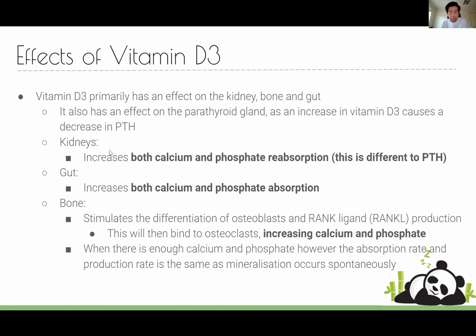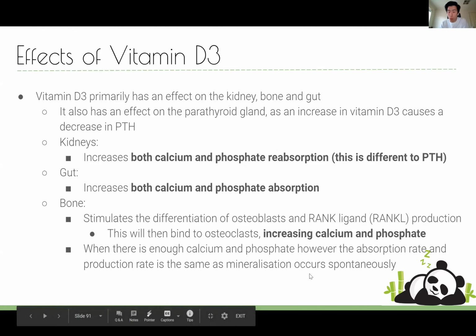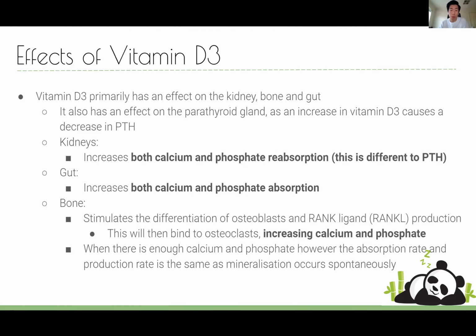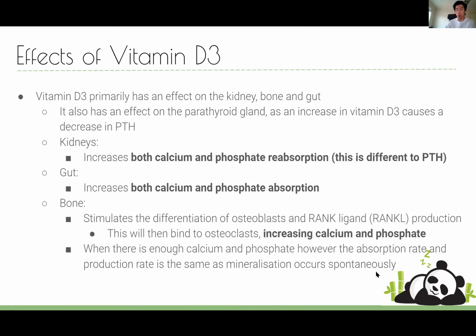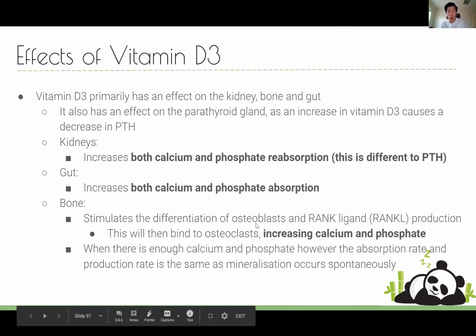So in kidneys, it will increase both calcium and phosphate reabsorption, which is different to parathyroid hormone, which only increases calcium, but not phosphate. In the gut, it will increase both calcium and phosphate absorption. And in the bone, it will stimulate the differentiation of osteoblasts and RANK ligand production, which will bind to osteoclasts, increasing the calcium and the phosphate you basically release. So the bolded stuff is kind of the important things. The nitty-gritty in terms of how RANK and that kind of stuff works is not the most important, but effectively is the methodology in which they work.